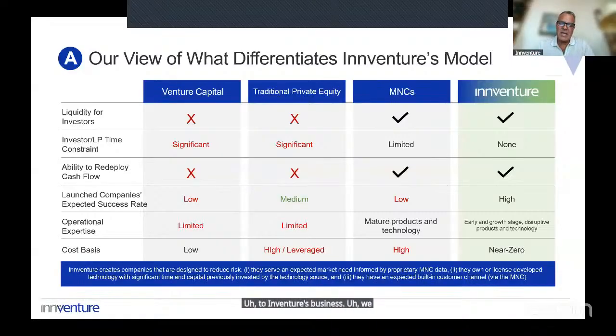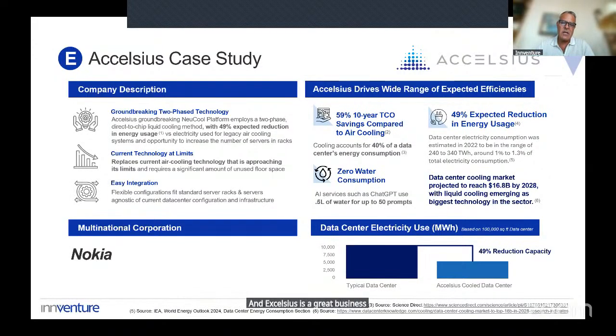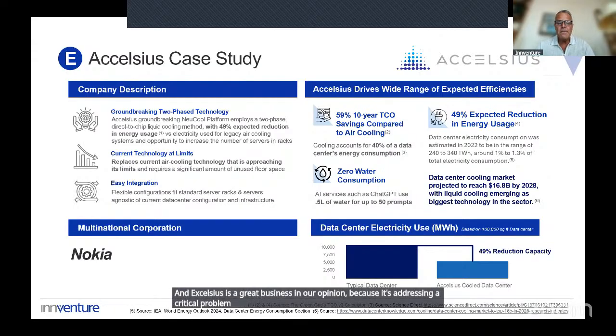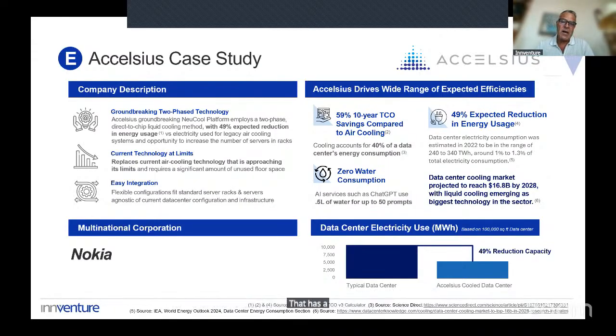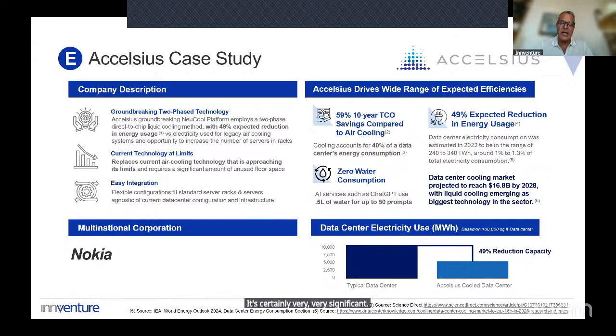We went public in late 24, and we chose that timing because of the growth rate that we saw in Excelsius. And Excelsius is a great business in our opinion because it's addressing a critical problem today that has a significant tailwind behind it as well. We all know the growth of data centers and generative AI. I've heard it coined as the fourth industrial revolution. It's certainly a very, very significant secular trend.